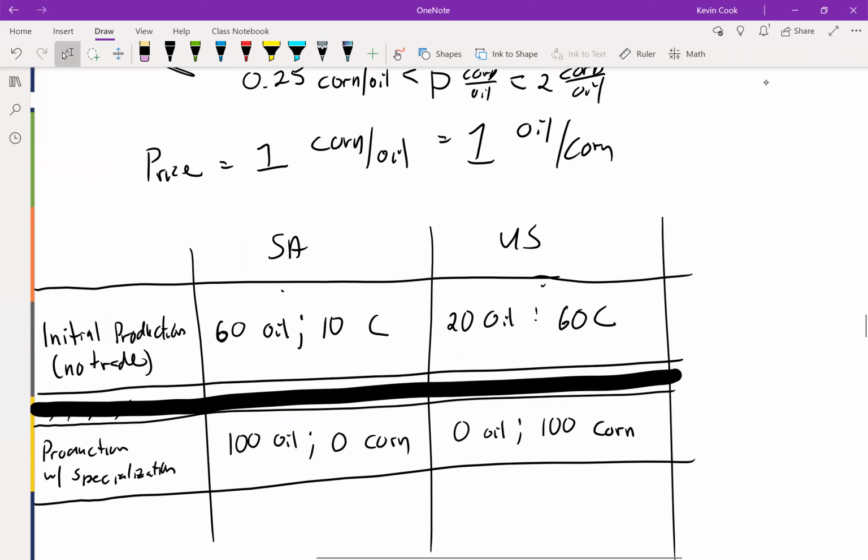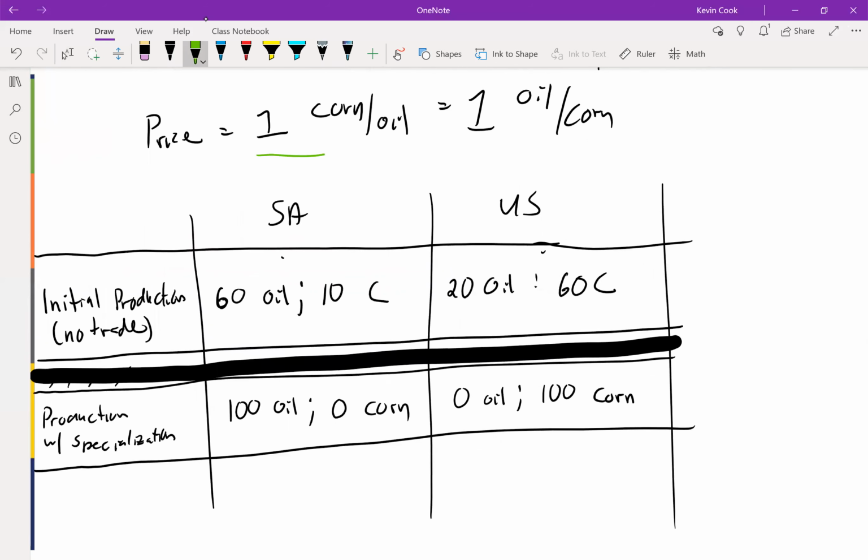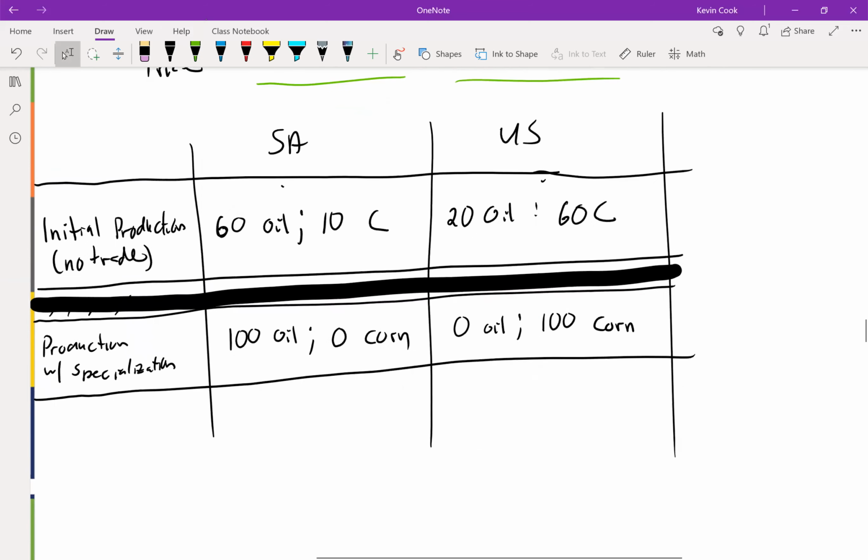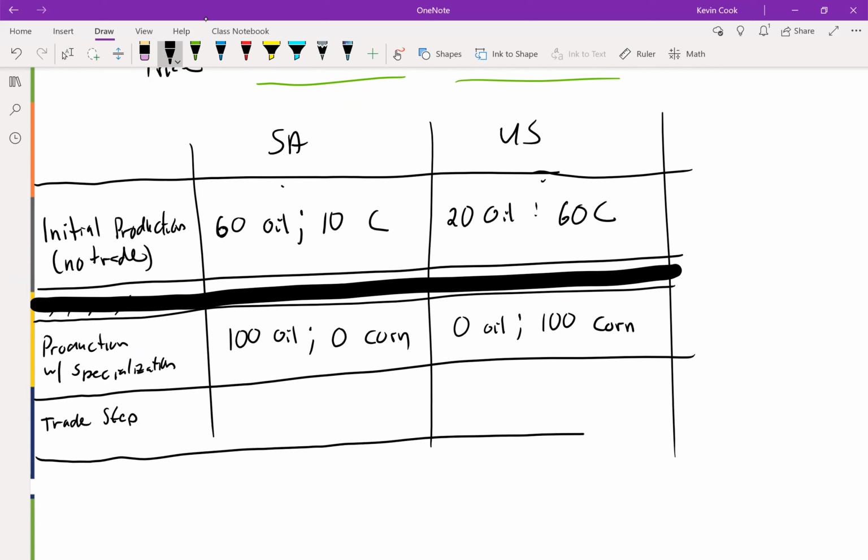So we have this production, but now what we're interested in is actually doing a trade. So we established this price up here as 1 corn per oil or 1 oil per corn. Basically, we can do one-to-one trades. So we're going to suppose that we trade 30 goods. So we're going to have a trade step, and with our trade step, we're going to see that Saudi Arabia is going to give up 30 units of oil, and they're going to gain 30 units of corn. And I'm putting a minus 30 because they're selling 30 oil for 30 corn.